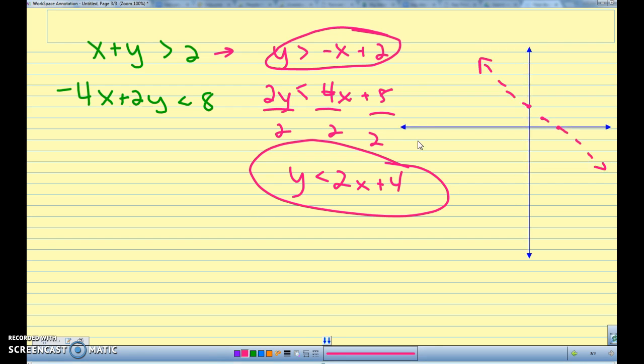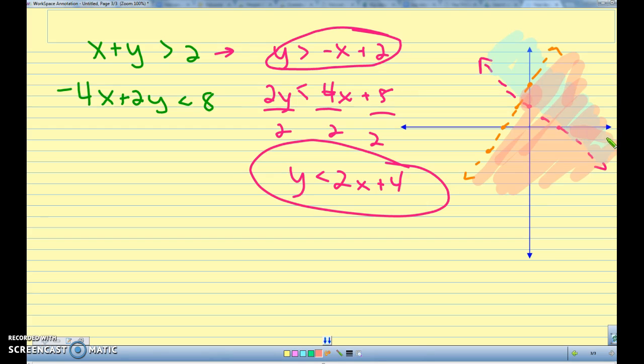So this line is the y is greater than negative x plus 2. And I'm going to shade this part of the line. And this line in orange is the y is less than 2x plus 4, and I shade below the line. So you can see the part that got double shaded lies in quadrant 1, this little tiny pocket of 2, and then a little bit down in 4.